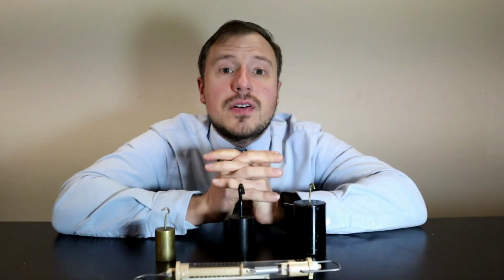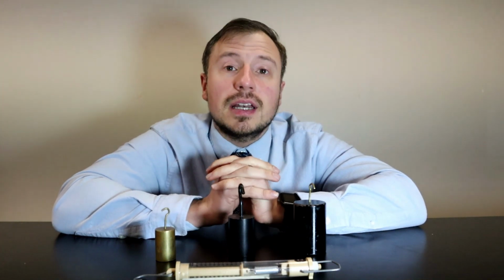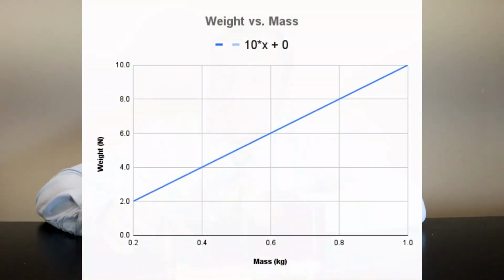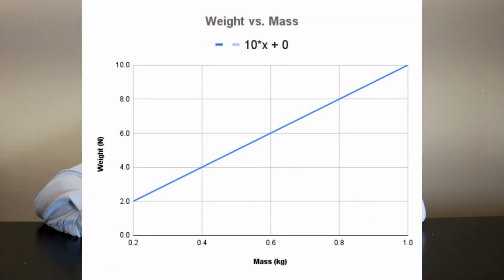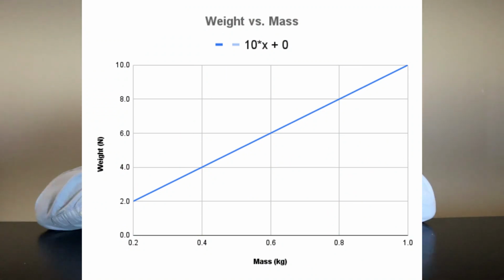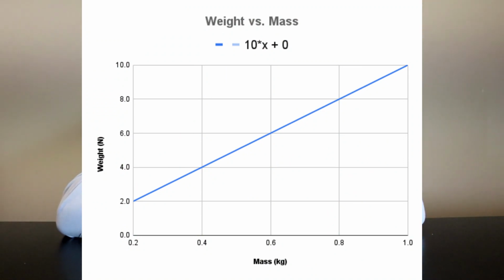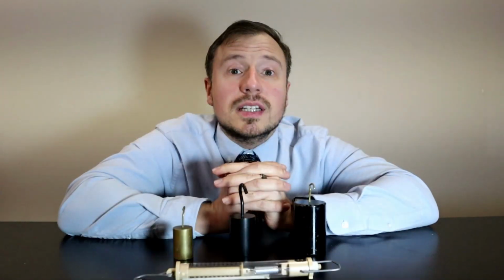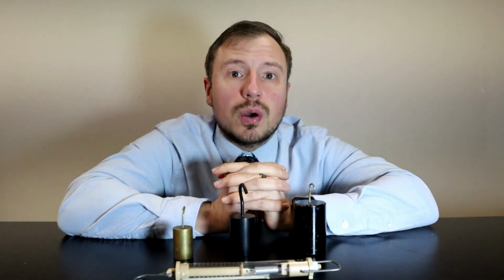So now that we have that data, we can make a nice little chart with the mass on the x-axis and the weight of these masses on the y-axis. And you can see that there's a general trend with that. There's also something to note with the slope of that line. So I'll go ahead and post that graph up there. Take a look at the slope of that line and what that slope could represent. Once again, this is the Mass vs. Weight Lab.